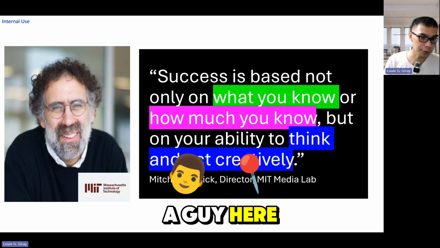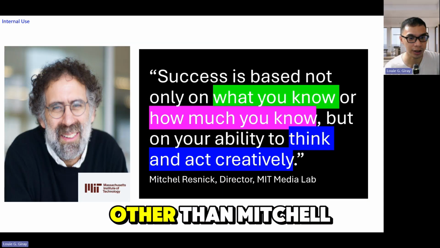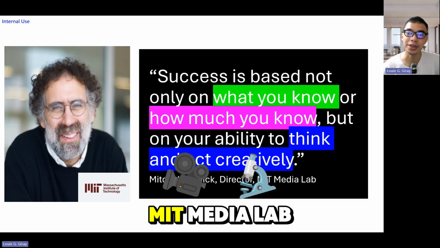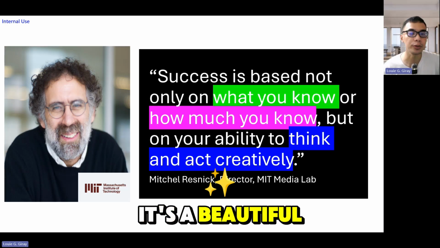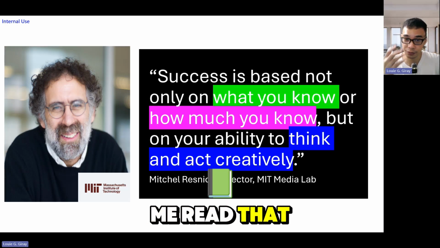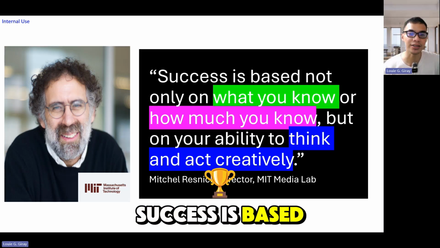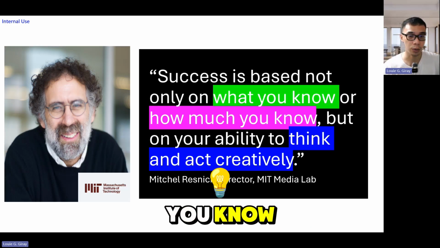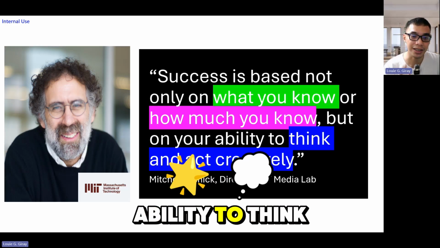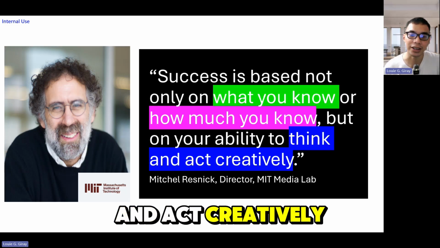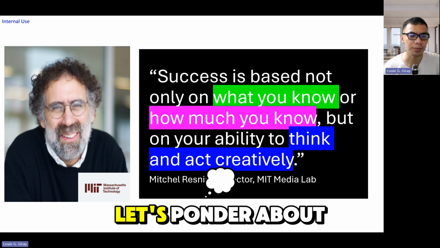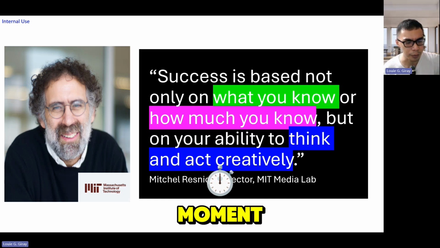We've got a guy here. This is no other than Mitchell Resnick, a director at MIT Media Lab. He has a beautiful quote, and let me read that for you. Success is based not only on what you know or how much you know, but on your ability to think and act creatively. Let's ponder about this for a moment.